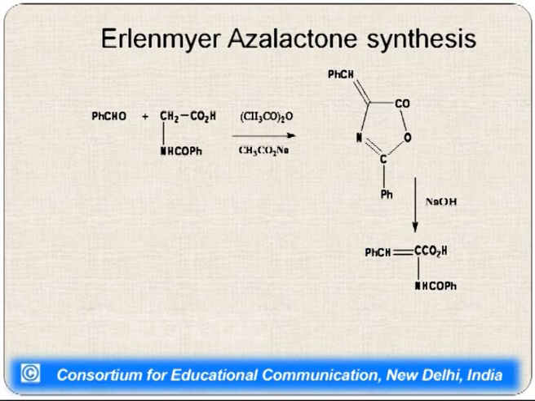Then what is happening? This alpha beta unsaturated carboxylic acid system, I am reducing this alpha beta unsaturated system with NaHg. What is NaHg? Sodium amalgam. So it is a reducing agent. You reduce it with the sodium amalgam. What I am reducing? I am reducing this double bond. This double bond is reduced.